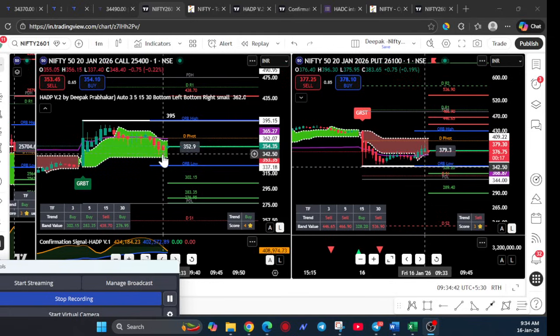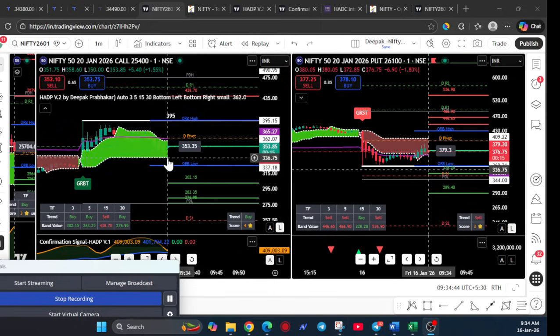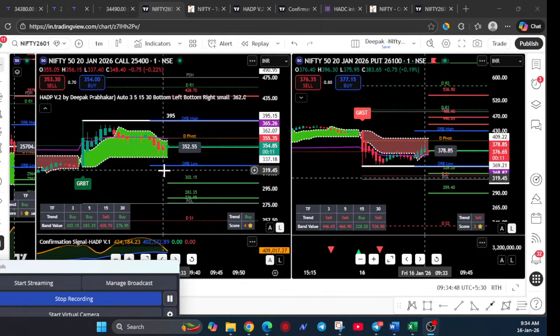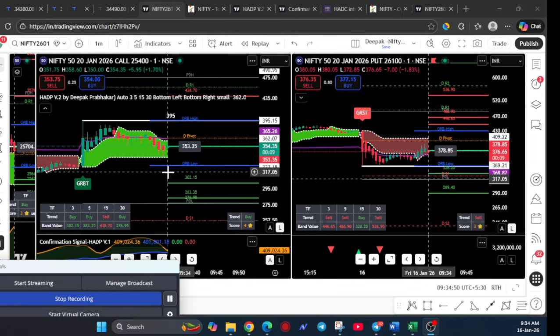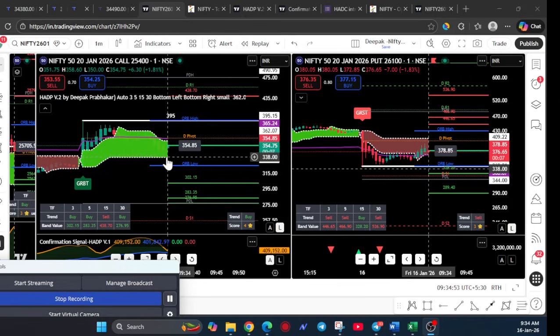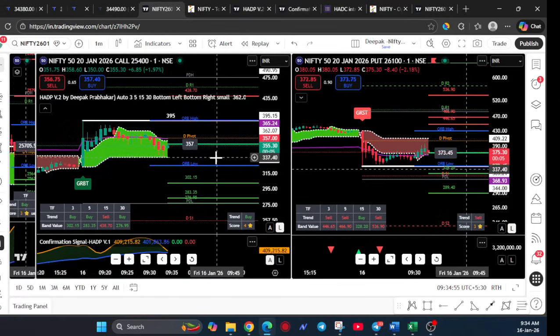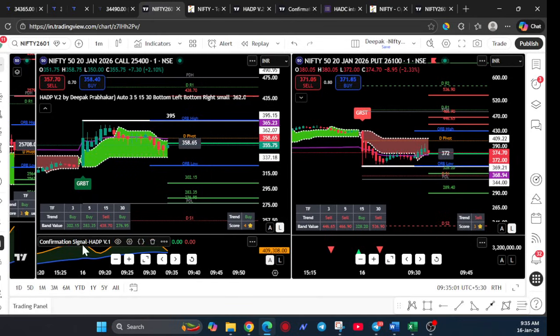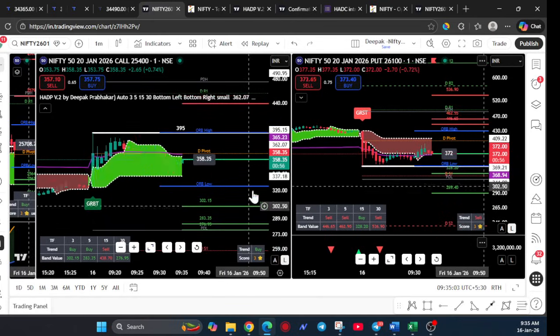But will we take it up here? If you want to take a risk here, you can. Then how will you keep the stop loss? If a candle closes below this and breaks its low, you should exit. According to the setup, it is not a buy. We are not buying it. But if at all you want to take a risk, let me delete this confirmation signal. We are not using it.